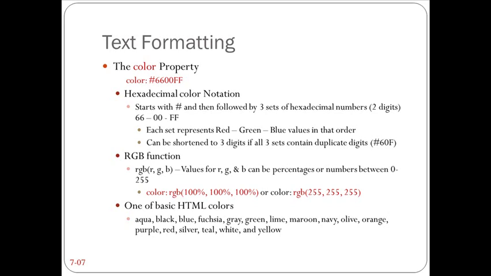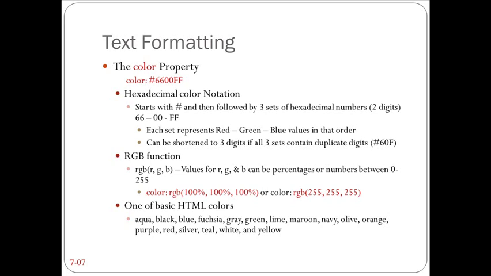then you can shorten that to just pound 60F. You could also use the RGB function, and the RGB, it's just RGB, and then your parentheses inside of that, then you need to give the value for red, green, and blue separated by a comma. You can do this one of 2 ways. You can use the numeric value, that's between 0 and 255, or you can use the percentage.